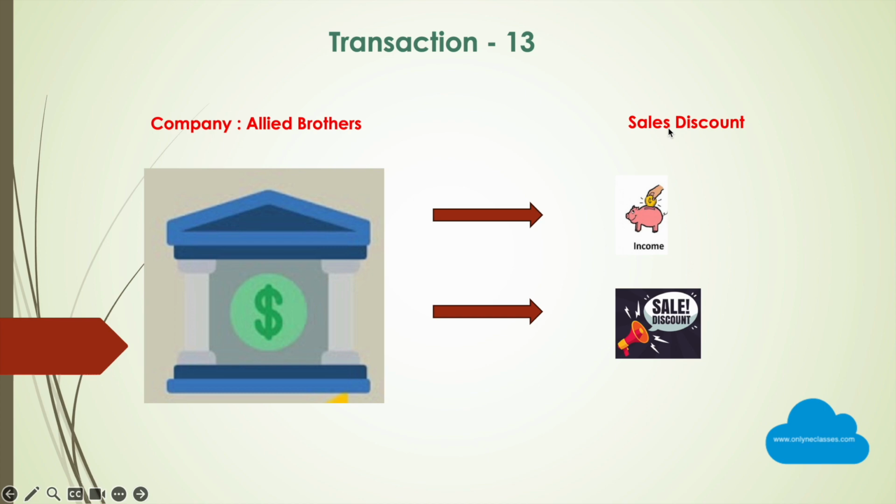Transaction number 13. A sales discount is the reduction in the price of goods or services offered by a seller to a buyer as an incentive to prompt payment or to encourage larger purchases. It is a common strategy used by businesses to attract customers, accelerate cash flow, and increase sales volume. Sales discounts are typically expressed as a percentage of the total invoice amount.